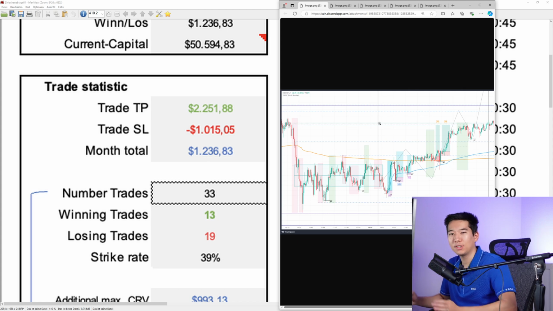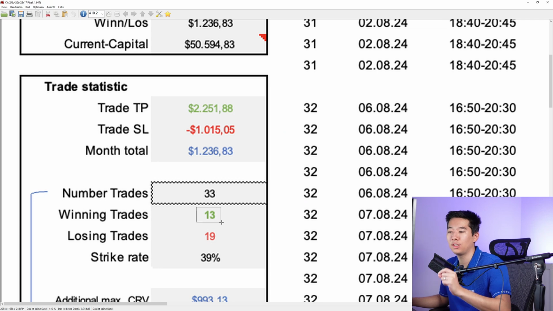We are going over some trade examples of this 1 minute trading strategy. The student made $1,236 for a month by having 19 losing trades. That means the trader lost more, with only 13 winning trades. And the main reason is the risk reward ratio.